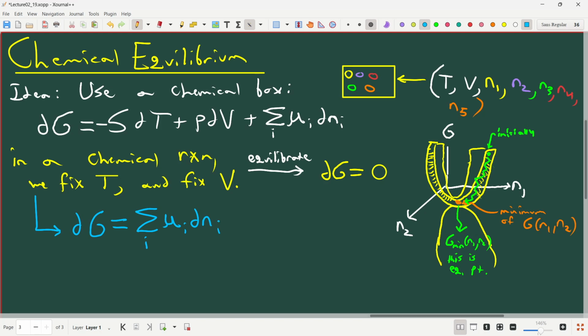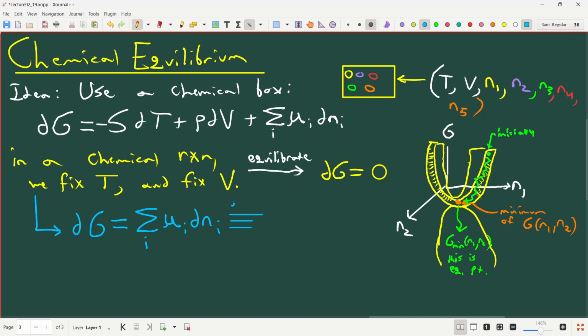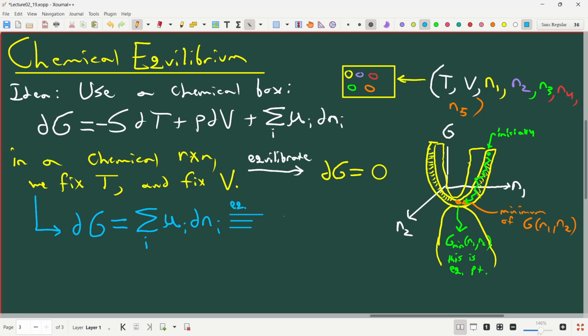Right? And at equilibrium, this is equal to 0, right? Because dG is 0. So depending on our materials, the amount of materials we have, the system is going to, right? Temperature and volume are fixed. The system is going to exchange molecule 1 with molecules 2, 3, and 4, move them around until it reaches this minimum that's only a function of the mole numbers.